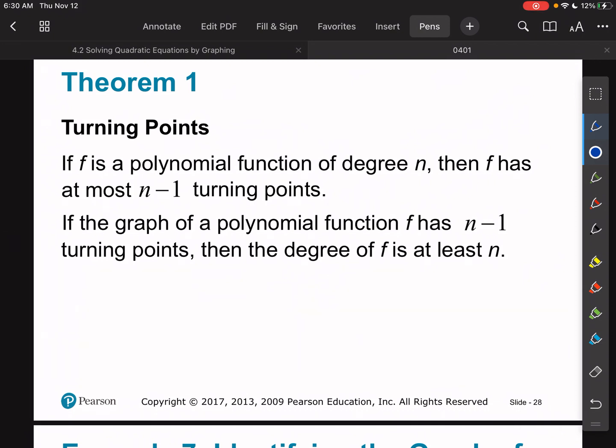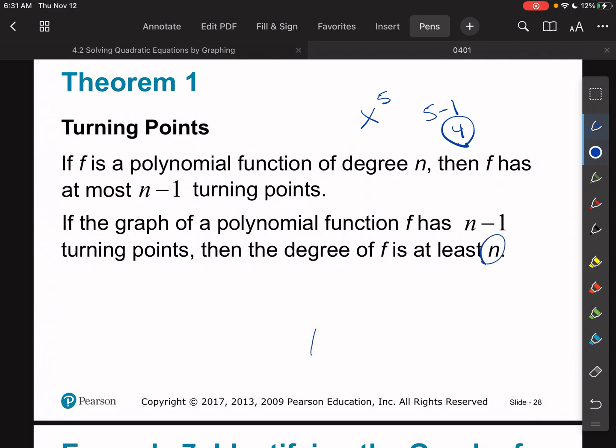If f is a polynomial function of degree n, then f has at most n minus 1 turning points. What that means is if the degree is 5, then at most we're going to have 5 minus 1 turning points. We're going to have 4 turning points. So if we have a degree 5 function, we have at most 4 turning points. If the graph of a polynomial function f has n minus 1 turning points, then the degree of f is at least n. So that's just saying the reverse is true.